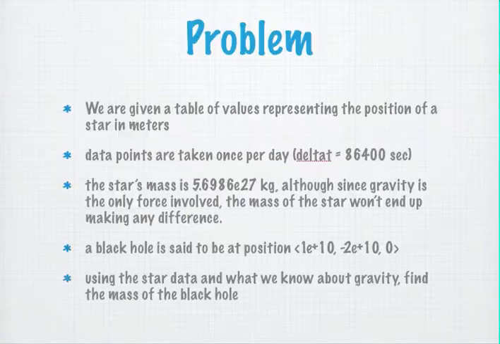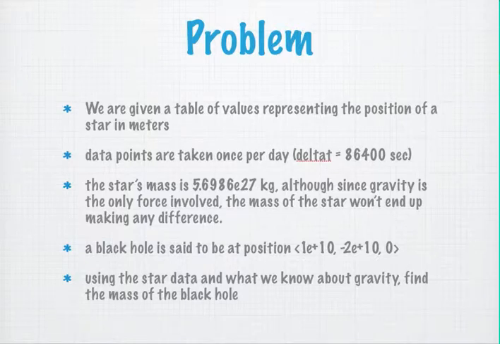Black hole orbit. Our problem is we're given a table of values representing the position of a star in meters as it orbits a black hole. Our data points are taken once per day, so delta t is 86,400 seconds. We know the star's mass, although since gravity is the only force involved, the mass of the star won't end up making a difference in our calculations.